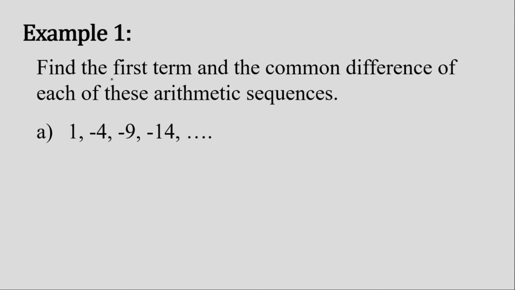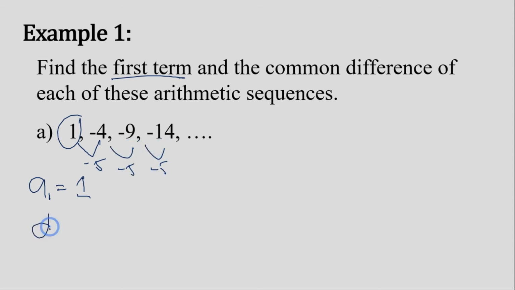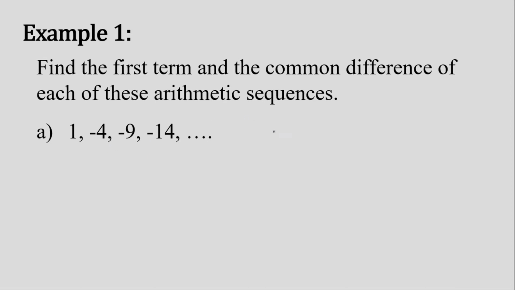So first, let's find the first term. The first term is 1. It is denoted by A sub 1. And the common difference is negative 5. So D is equal to negative 5. So this is the first term and the common difference. To illustrate it more, I would like to put it in this way. 4 minus 1 equals negative 3, and negative 9 minus negative 4, since it is a double negative, we will change it into positive. We will get negative 5. And so on and so forth.